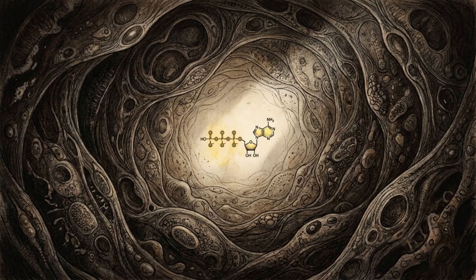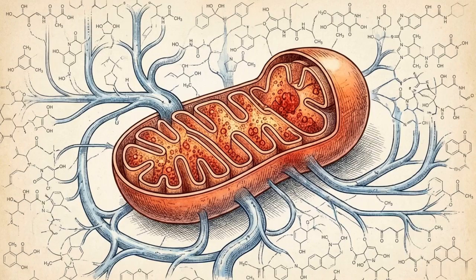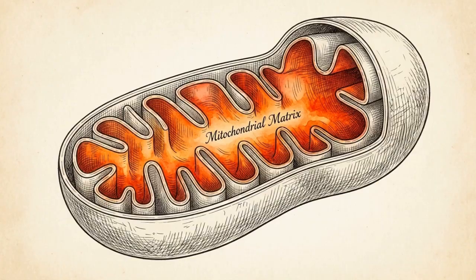Glycolysis produces a minimal amount of ATP. Its true purpose is prepping the carbon skeleton and extracting the first high-energy electrons to feed the cell's main engine. That main engine is located inside the inner matrix of the mitochondria. This is the site of stage 3, final oxidation.